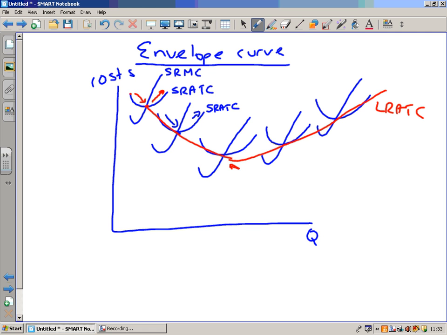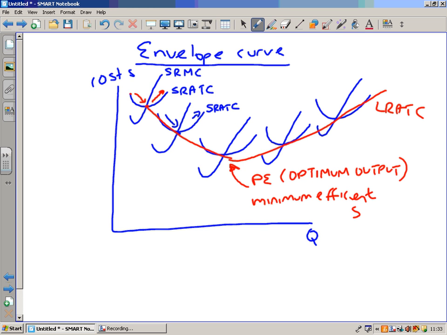This point here shows again, in the long run, the productive efficient point. This also shows, therefore, optimum output. It also shows what we call minimum efficient scale. This measures how much the output has got to be for the business to achieve productive efficiency. To the left of this point, average costs are higher. To the right of this point, average costs are again higher.